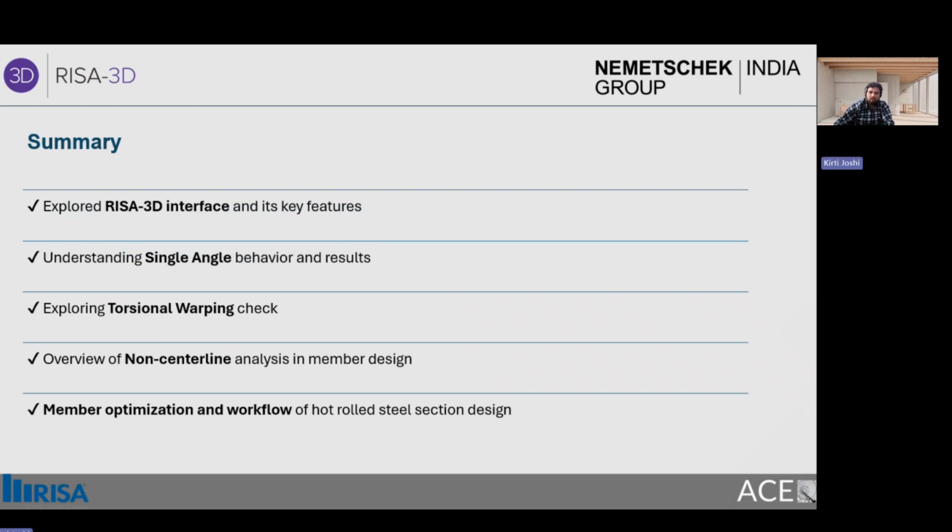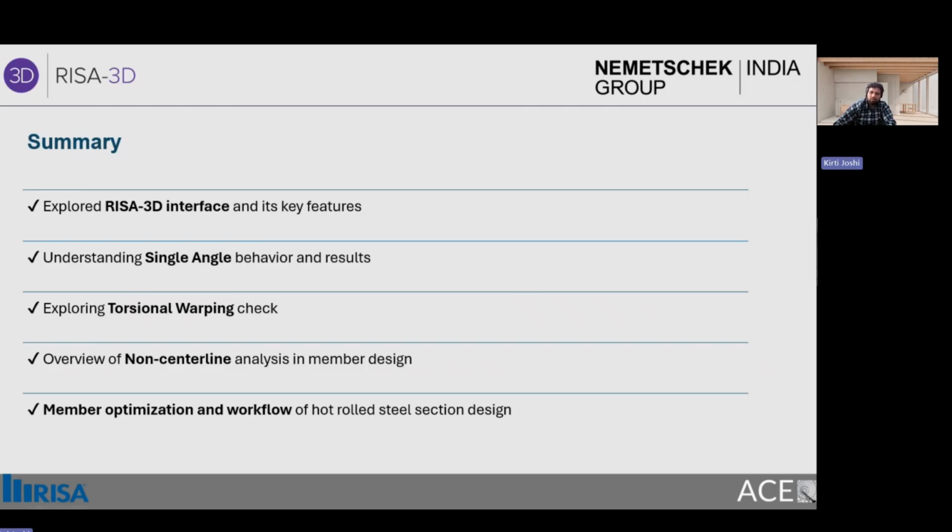So to summarize what we have seen so far, we have explored the RISA 3D interface and some of the modeling tools, and we discussed the integration through the RISA links and the BIM utilities. In the software showcase part, we looked into single angle behavior and understood how this accounts for torsion. We also explored non-centerline analysis by the rigid link and the analysis offset for the member design.